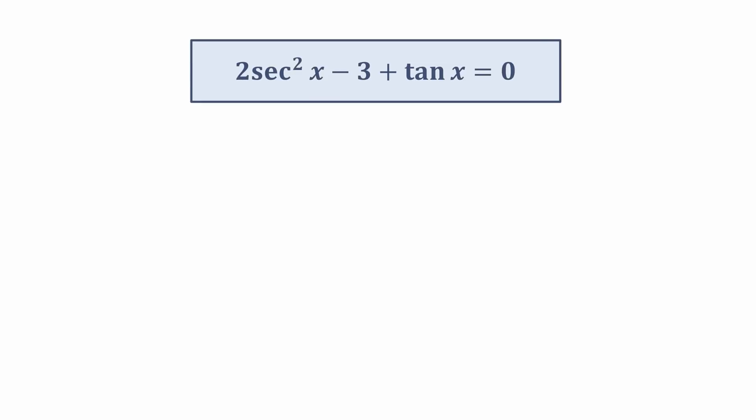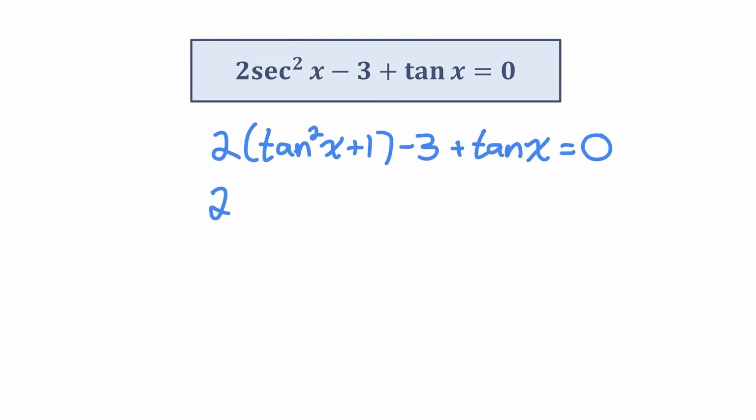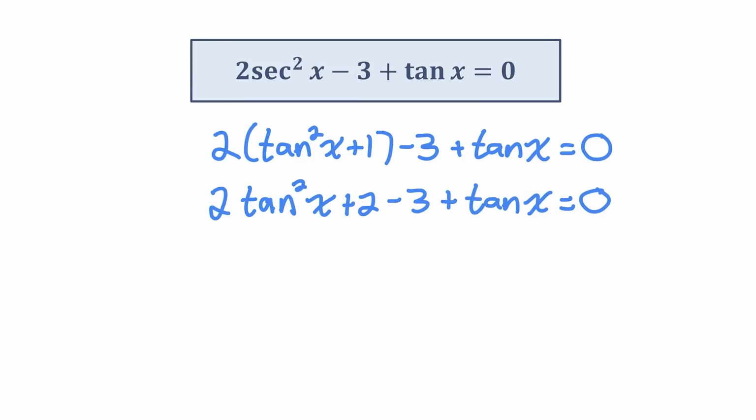This is another trig equation, but this one is especially difficult because we have 2 different trig functions in this equation. I'll start by using an identity that tells me that secant squared x is equal to tan squared x plus 1. I'll distribute the 2 to get 2 tan squared x plus 2 minus 3 plus tan x equals 0. I'll rewrite this in standard form and collect the 2 minus 3 together.